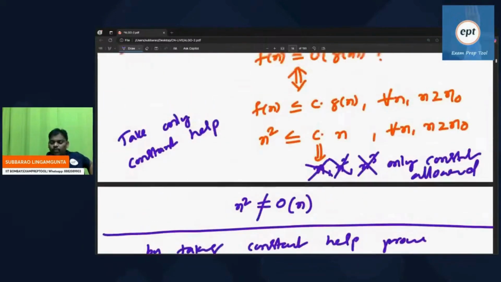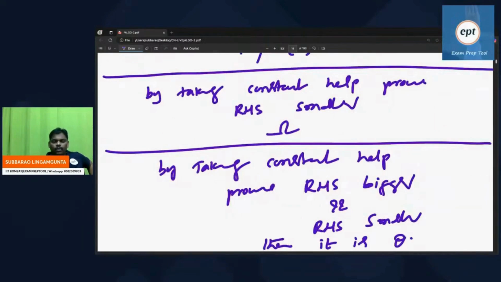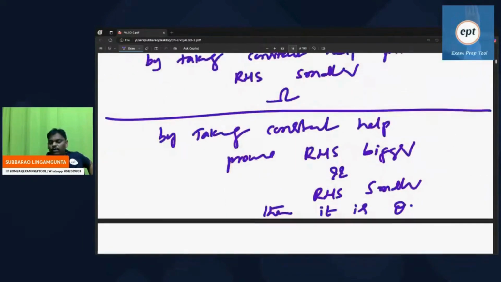If you are okay with the big O, you are okay with omega also, theta also.